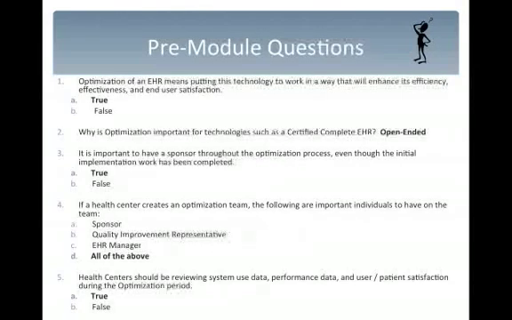Question 3. It is important to have a sponsor throughout the optimization process, even though the initial implementation work has been completed. This answer is A, true. Question 4. If a health center creates an optimization team, the following are important individuals to have on the team, and that answer is D, all of the above. Question 5. Health centers should be reviewing system use data, performance data, and user and patient satisfaction during the optimization period, and that answer is A, true.